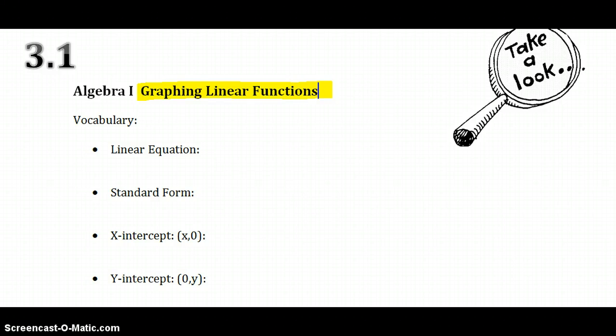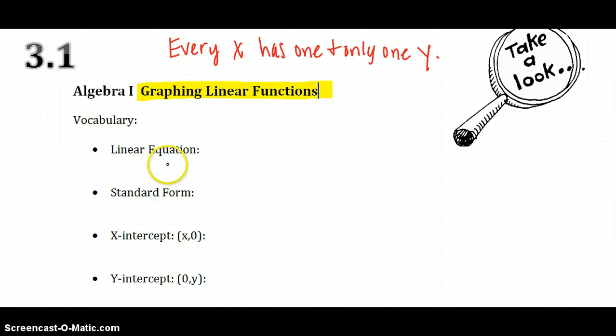What makes a relation or an equation a function? We reviewed that at the beginning of the year. It's when every x has one and only one, or exactly one, y. That's when a relation is a function. It passes the vertical line test, or when you check the set of the function, each x is paired with one y. So that's when it's a function.